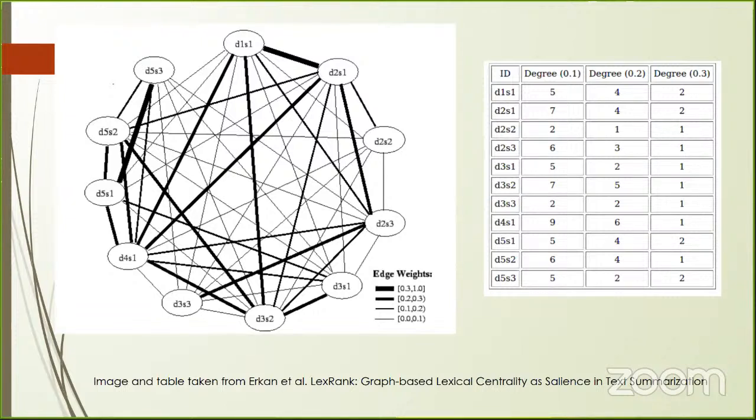So for example, at 0.2, D1, S1 has three edges and one edge to itself. So the three edges are between D1, S1 and D4, S1, D1, S1 and D3, S2, and D1, S1 and D2, S1, plus one edge to itself. So that's why it has degree 4. And likewise for other nodes. So this is a simple way in which you can rank nodes, rank sentences, and then select the best ones.